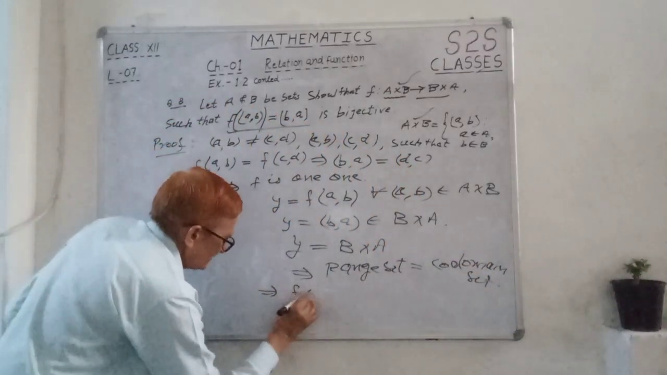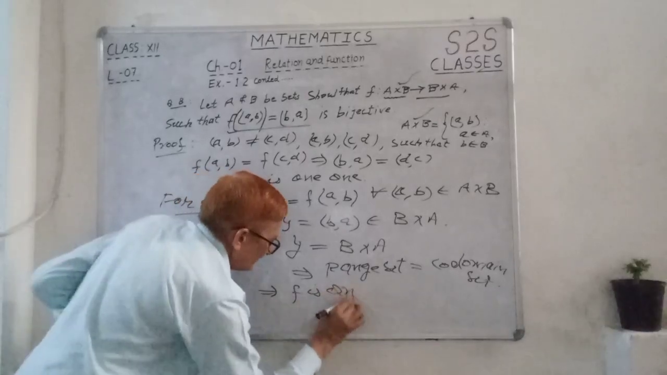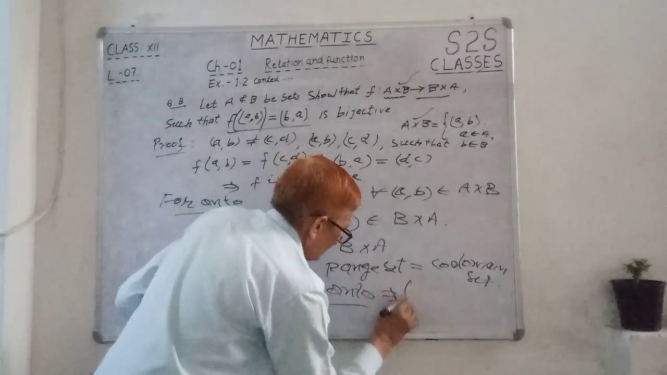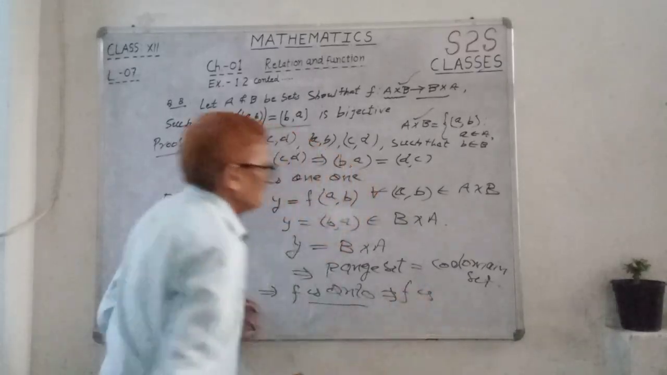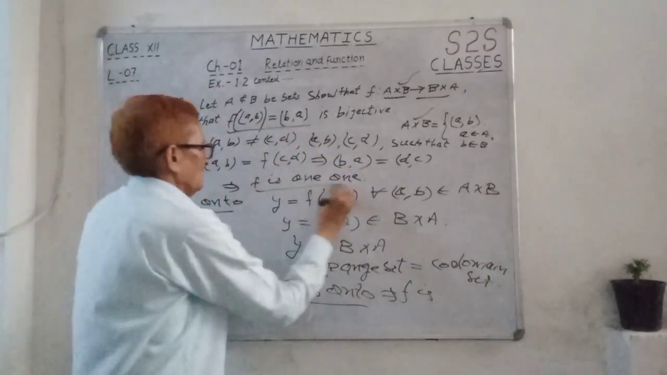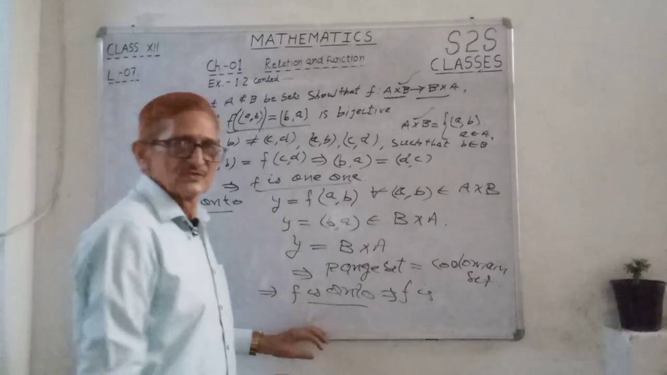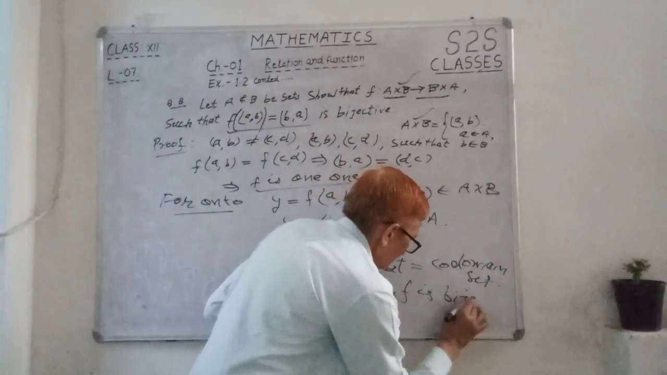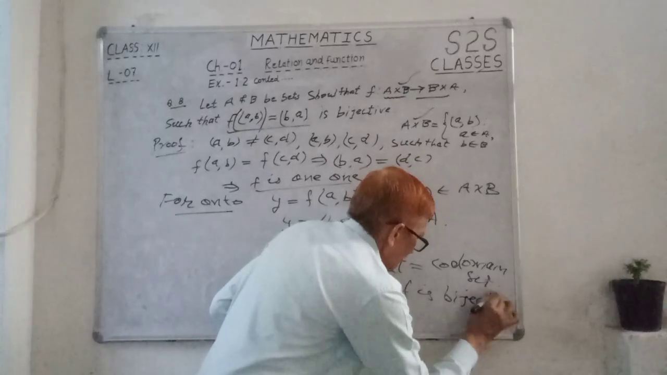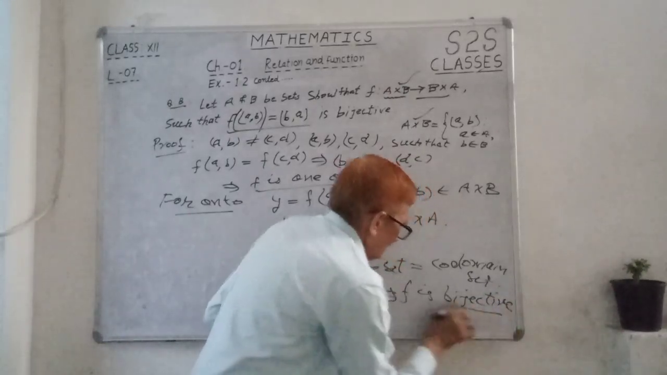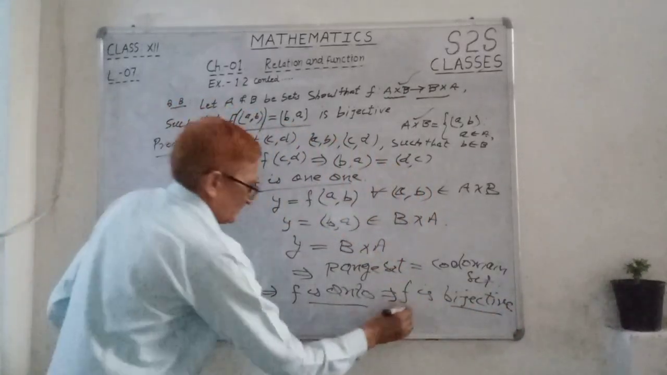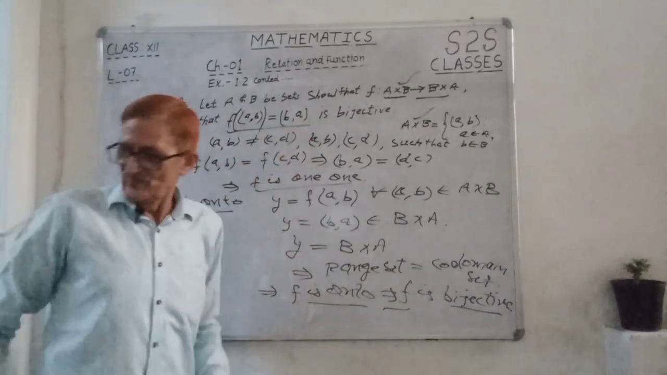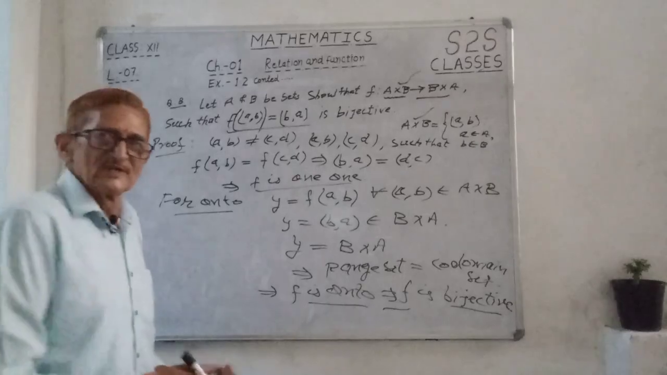F is onto. This implies f is one-one also and f is onto also, so f is bijective. Hence proved. We had to prove it is bijective, so hence proved it is bijective.